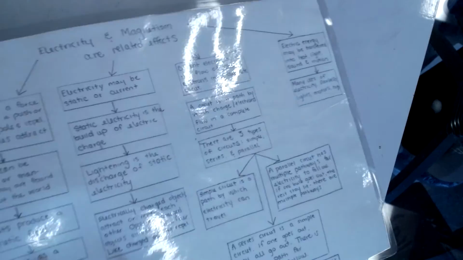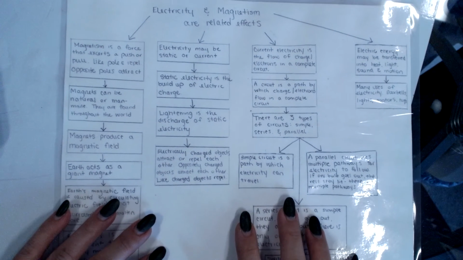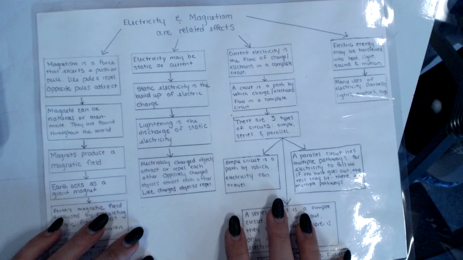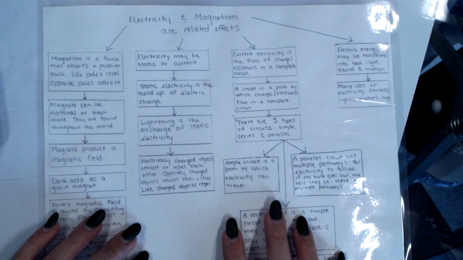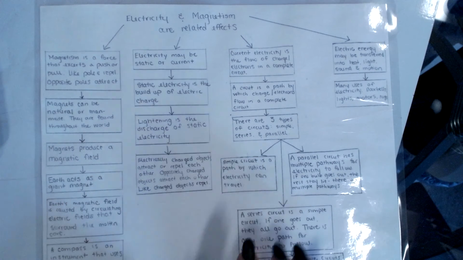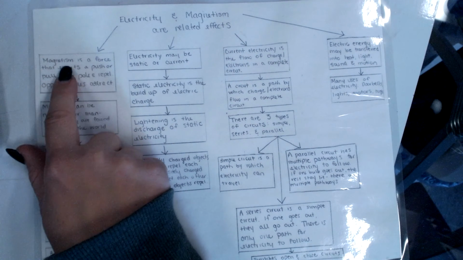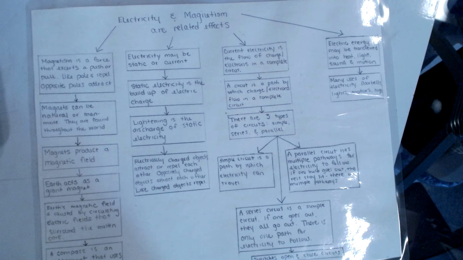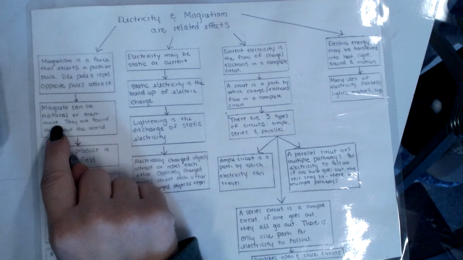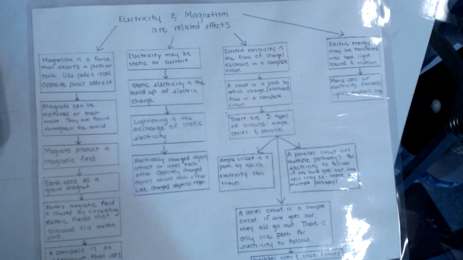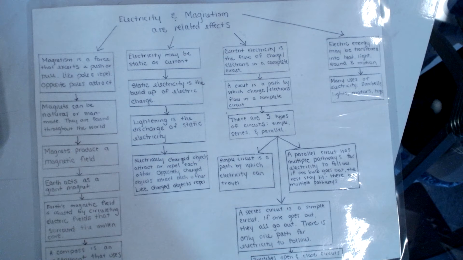And then we're going to look at this. I made this to show you how electricity and magnetism are related effects. So we're going to start here with magnetism. Just as a review, we know that it's a force that exerts a push or pull, like poles repel, opposite poles attract. Magnets can be natural or man-made. So they're found throughout the world.